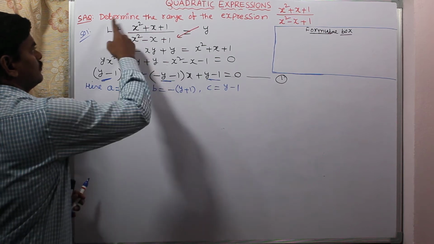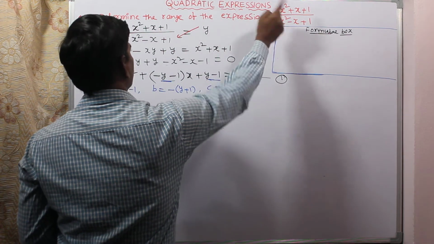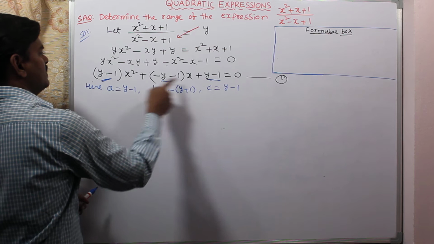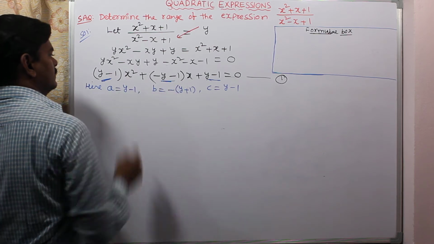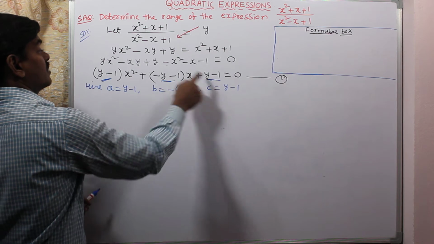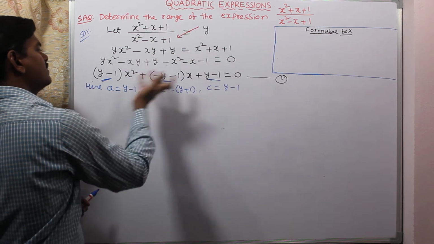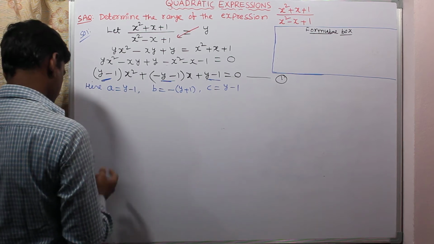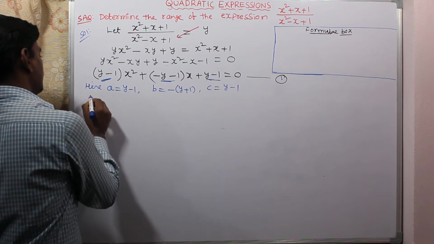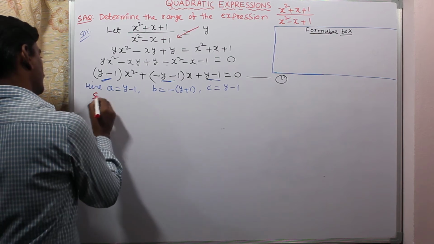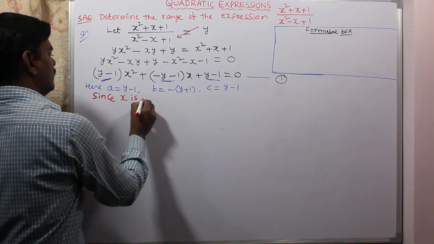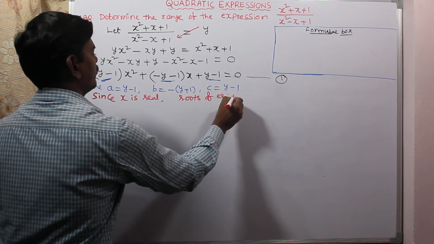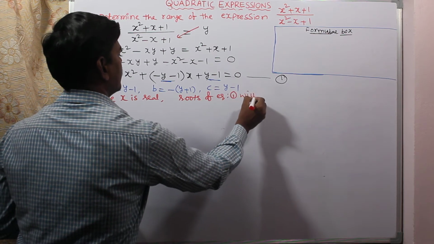Now x is given as real. Since x is real, y also becomes real. Equation 1 is a quadratic equation in terms of x, whose coefficients are in terms of y. So x is real, y is real, so overall this equation will have real roots. You have to write that statement: since x is real, roots of equation 1 will be real.